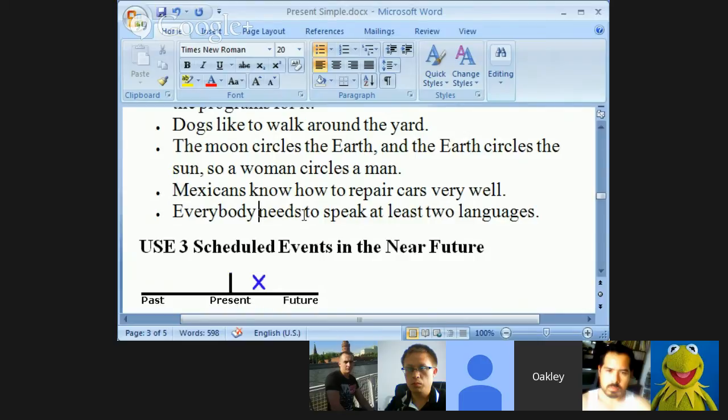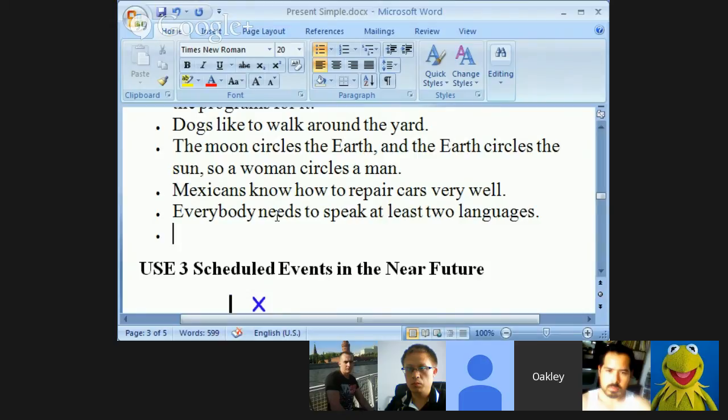All right. Anyway, needs to. The modal. Needs to speak at least 2 languages. Now here we're talking about using a modal. Well, this is a modal. In present tense, for example, I can swim. All right. There you go.